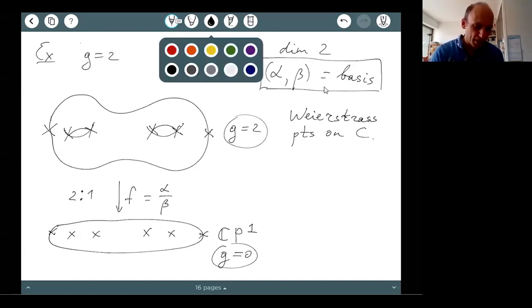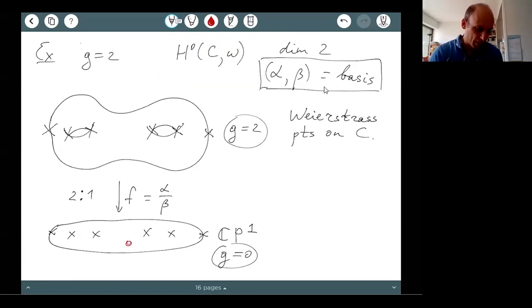And if you take any point here, different from the 6 branch points, it has 2 preimages. And these 2 preimages are zeros of some holomorphic differential. And if you take one of these points, well, it has 1 preimage, and this preimage is a double zero of a holomorphic differential. So the Weierstrass points are precisely the points where a holomorphic differential can have a double zero.